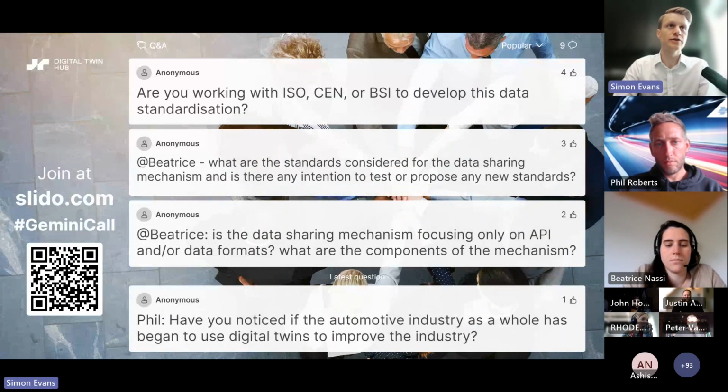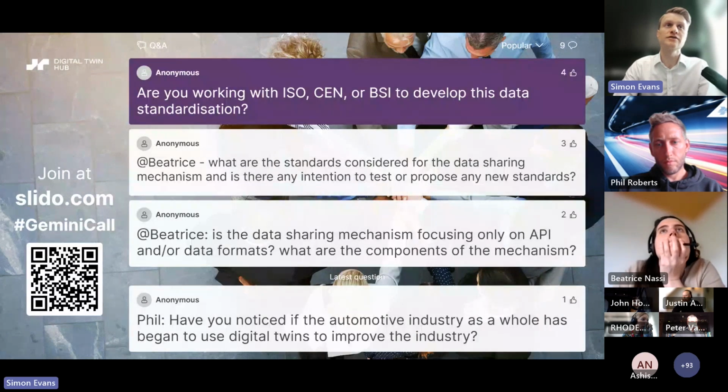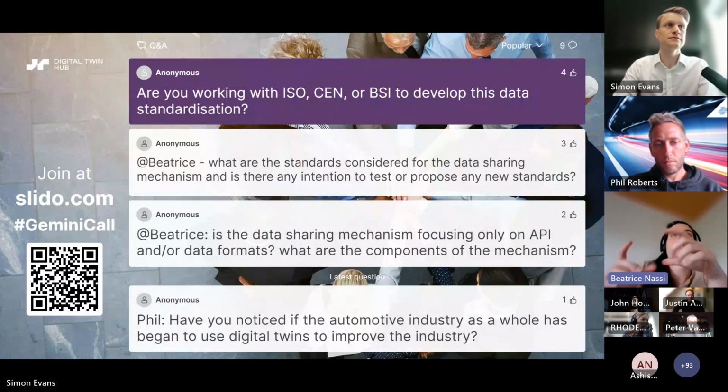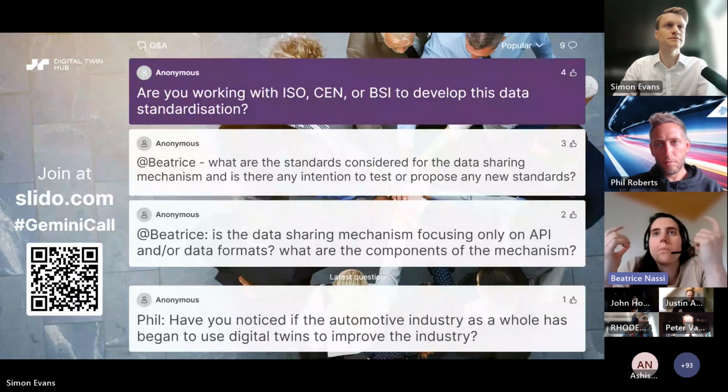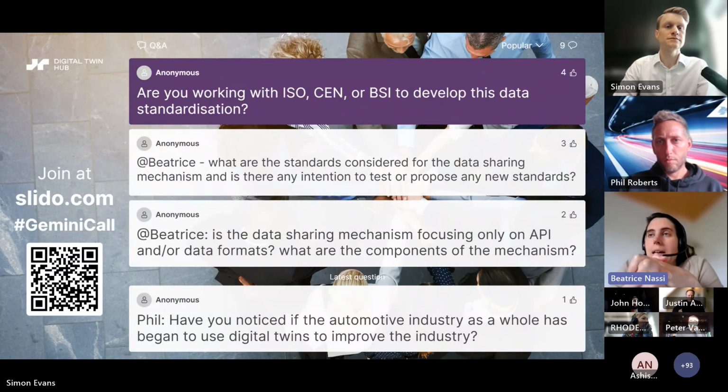Next question, B, to yourself here is, are you working with ISO, CEN or BSI at all to develop data standardization? Yeah, so at the moment, what we're looking at around data standardization is not creating new standards per se, but using our data standardization component to push those standards that are currently either mandated or best practice across the sector. The other thing we're going to look at is pushing standards that relate to best practice in how you describe data, so, I don't know, Dublin Core for metadata and other things.